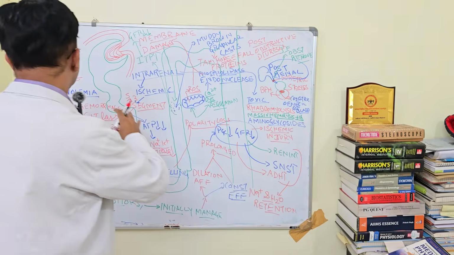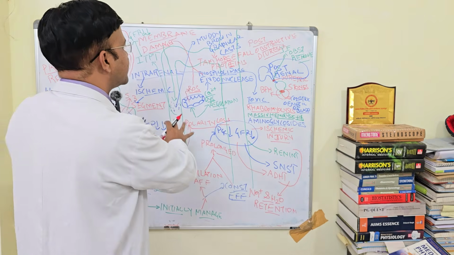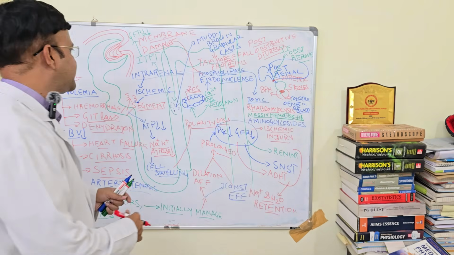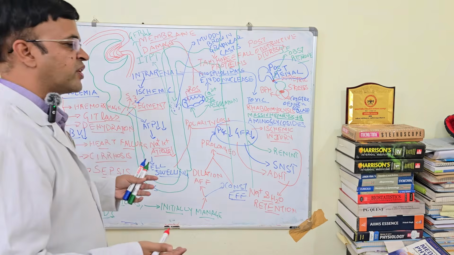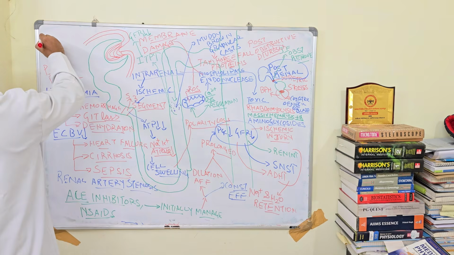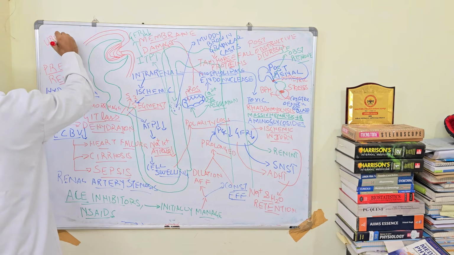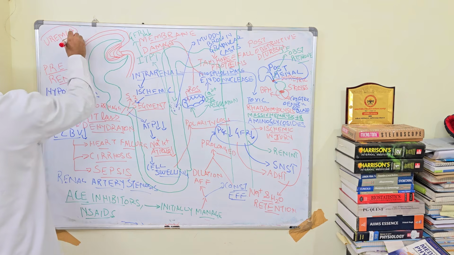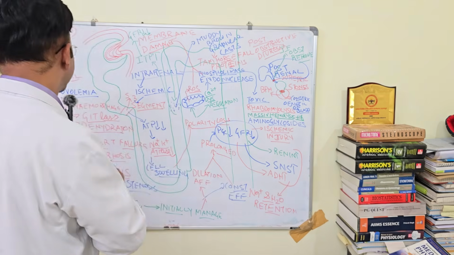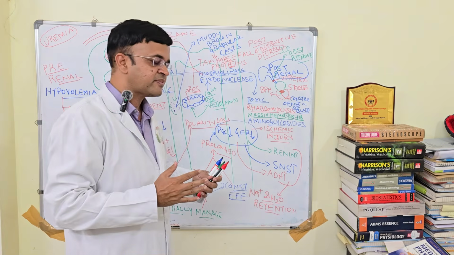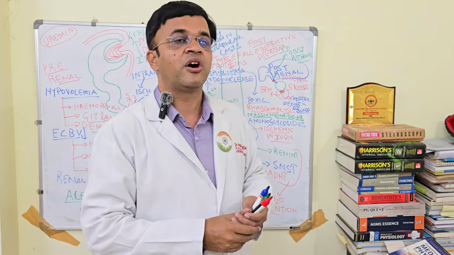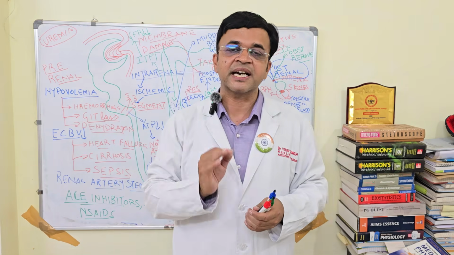So this is in brief about what happens in pre-renal, intrarenal, and post-renal acute kidney injury. Now, what are the things acute renal failure can lead to? First thing, it can lead to uremia. Your urea level is going to increase. Increased urea itself can give you many symptoms like anorexia, nausea, vomiting. Apart from that, it can lead to hyperkalemia. The most serious complication of acute renal failure is hyperkalemia.